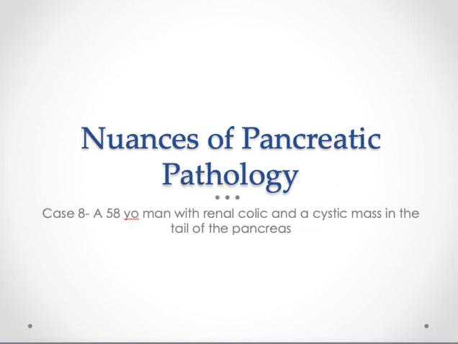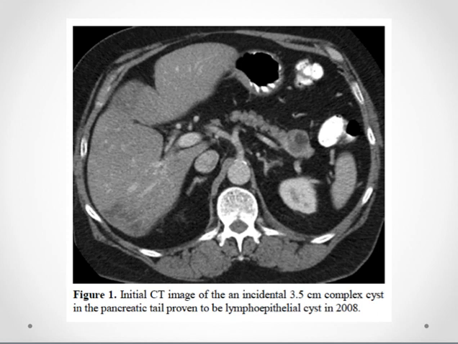Our case is that of a 58-year-old man who experienced renal colic and on further investigation was found to have a cystic mass in the tail of the pancreas. We have a representative CT image of this patient's abdomen, and we can see right here in the distal portion of the tail of the pancreas a somewhat complex cystic mass with varying densities. Radiographic measurement was about 3.5 centimeters.